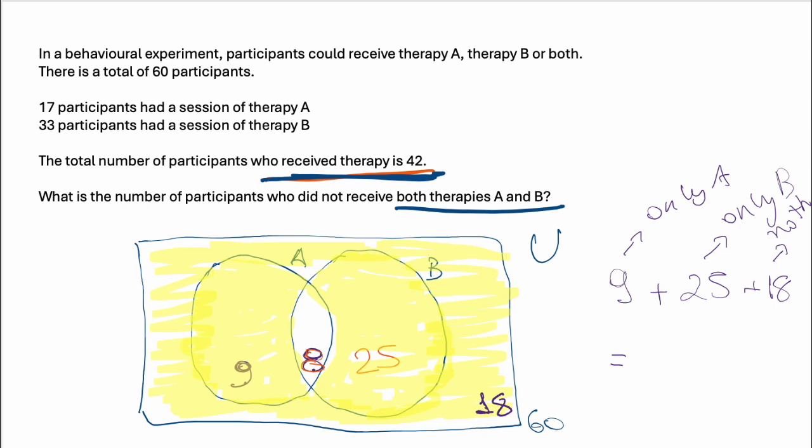this is 9 plus 25. This is 34 plus 18. This is 52. Okay? That's exactly what we were supposed to obtain. Okay?